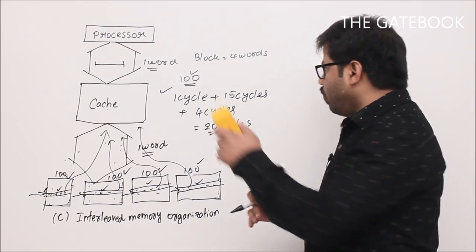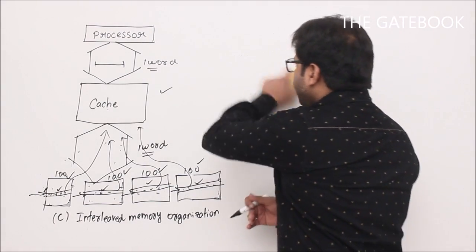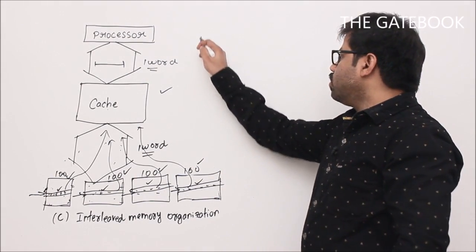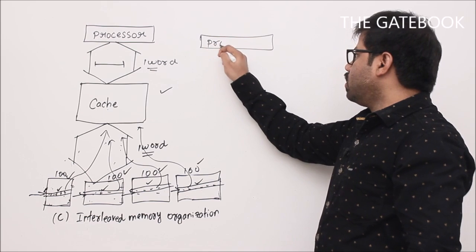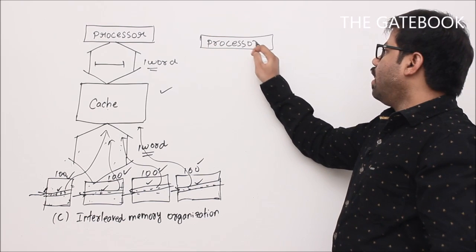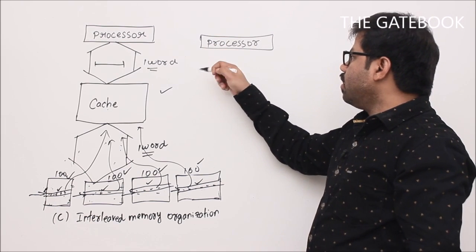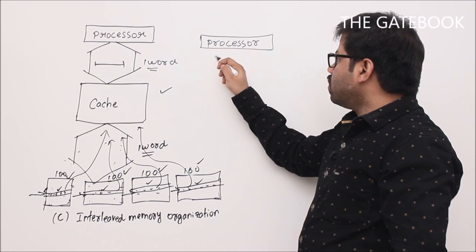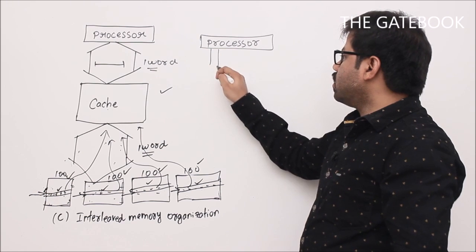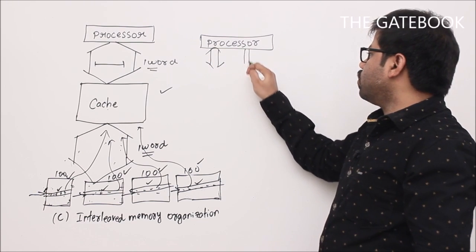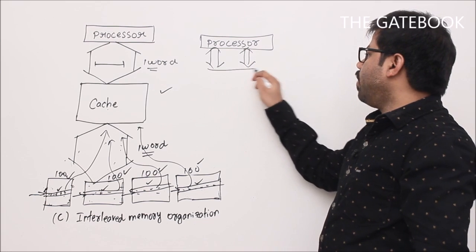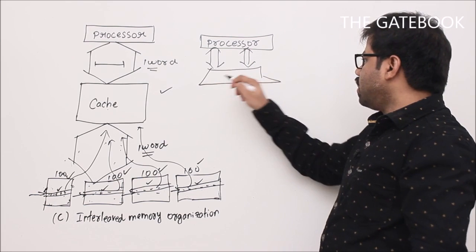Now one more thing I have forgotten to tell you. In the second organization, we had this kind of model, right? Processor, and you have a multiplexer, right? So the processor had two buses, bus 1, bus 2, right? And we had a mux. So why this mux? I didn't discuss, right?